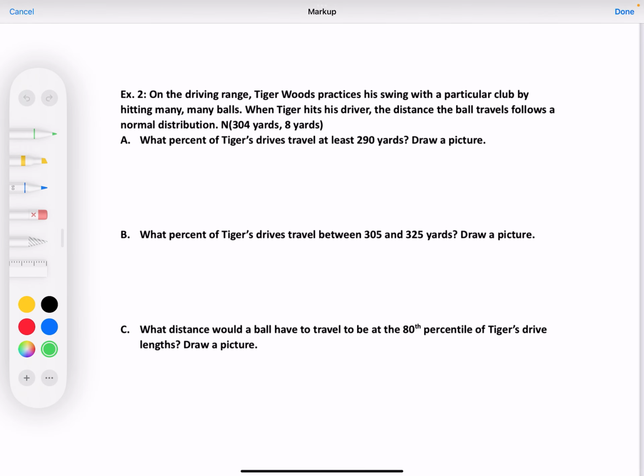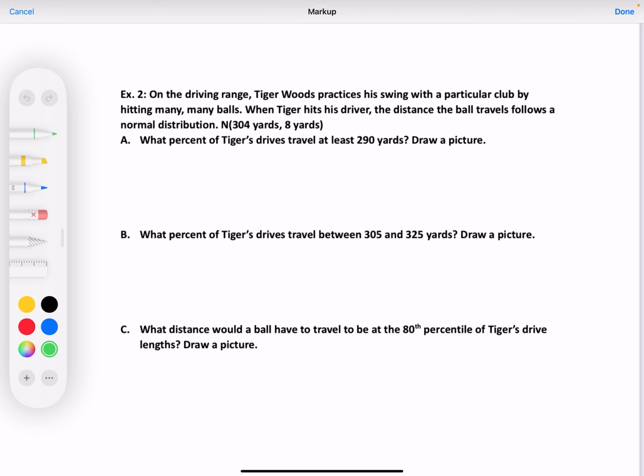On the driving range, Tiger Woods practices his swing with a particular club by hitting many, many balls. When Tiger hits his driver, the distance the ball travels follows a normal distribution, 304 yards, 8 yards, so that's mean and standard deviation. What percent of Tiger's drives travel at least 290 yards?